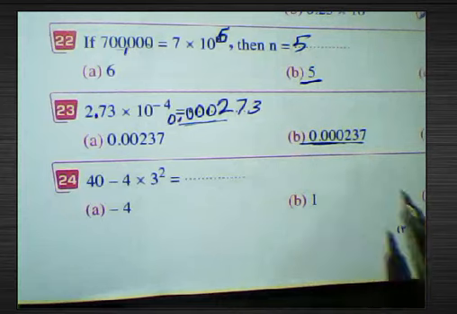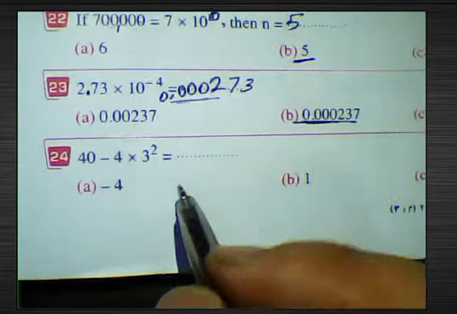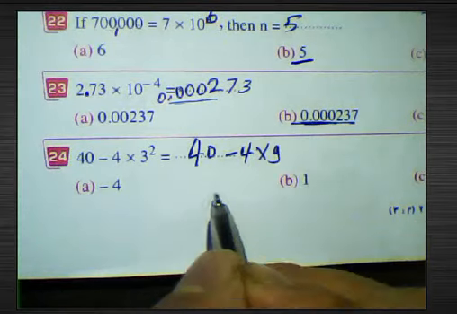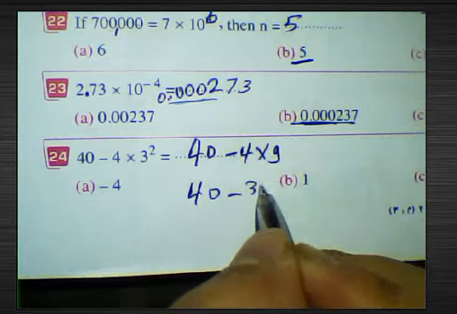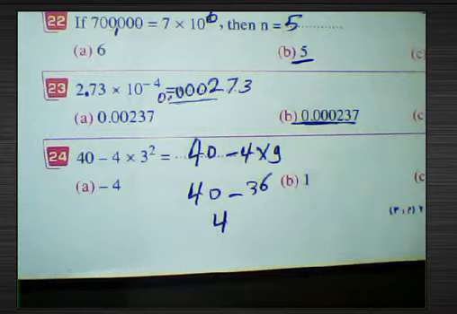Okay, the result here. This number: 40 subtract 4 times 3 power 2, 40 subtract 4 times 9. 40 subtract 4 times 9 equal 36. 40 subtract 36 equal 4. The result will be equal 4.